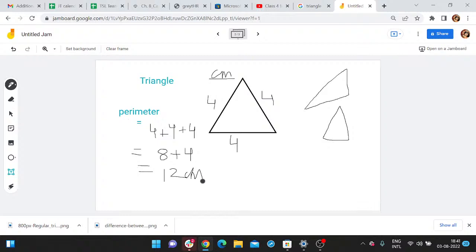So let us suppose, I'm sure that you've been to some park which is of a triangular shape.